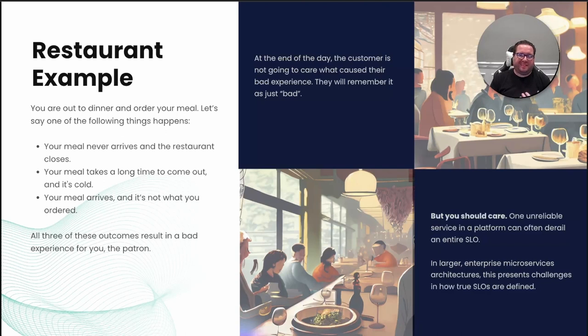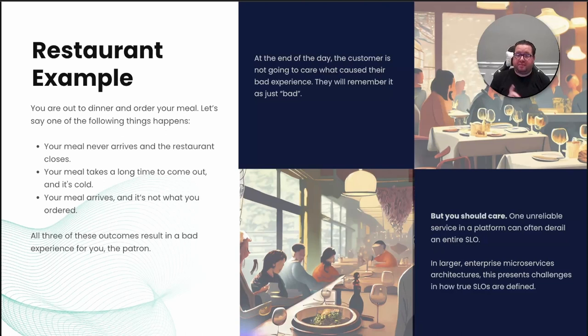At the end of the day, the customer is not going to care about what caused or why they had a bad experience. You know, their food wasn't delivered. It doesn't matter if it was the server who had made the mistake or the kitchen was just backed up. They will just remember it ultimately as bad. But as SREs, we should care. After all, restaurants are constructed very similar to how we look at our platforms today. It's an orchestration of services working together to provide a positive outcome.